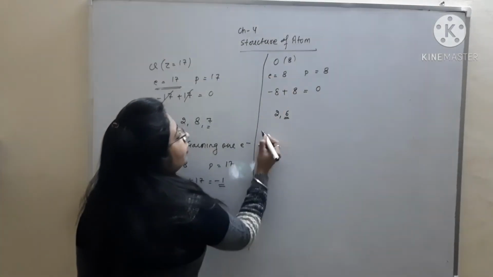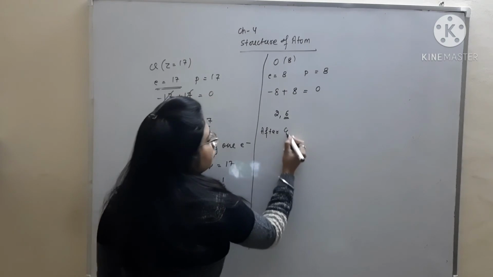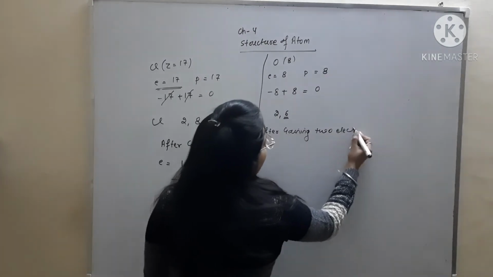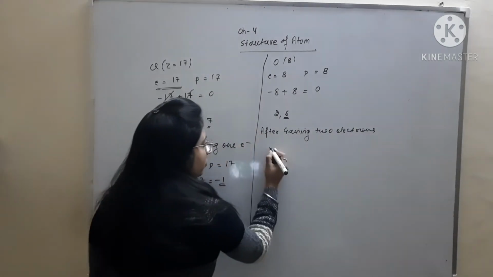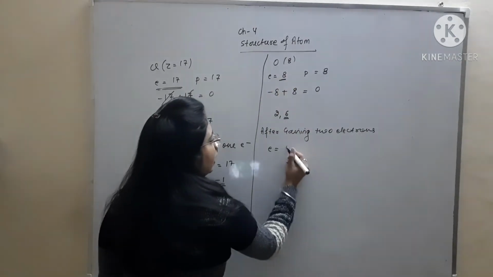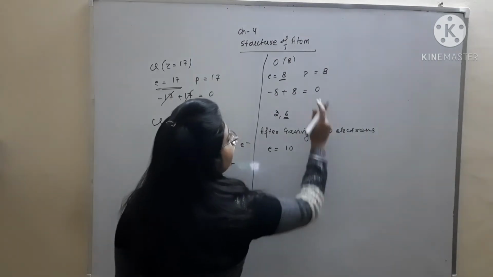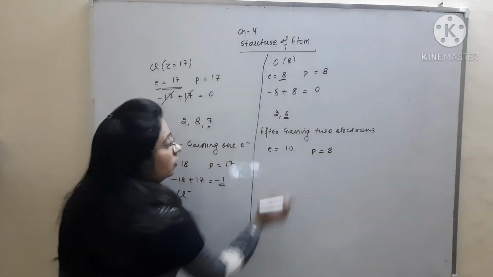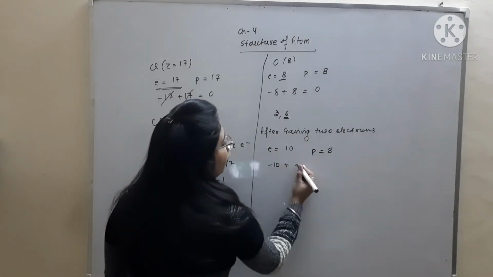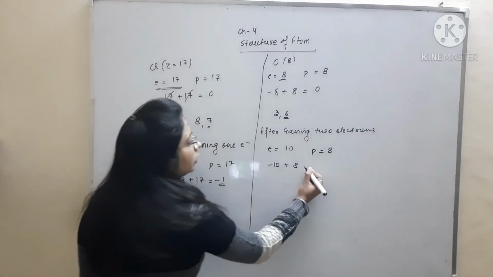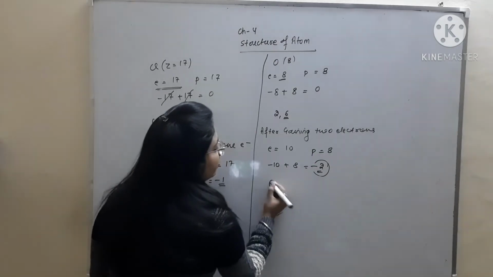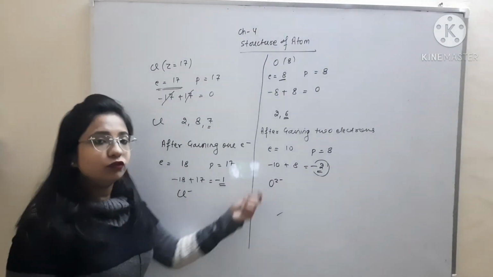So, oxygen after gaining 2 electrons, now the total number of electrons in oxygen will be 8 plus 2, that is 10. But the number of protons remains the same, that is 8. Because of 10 electrons, it will have -10 units of charge. Because of 8 protons, it will have +8 units of charge, making the net charge -2. That's why we always say oxide is O^2-.